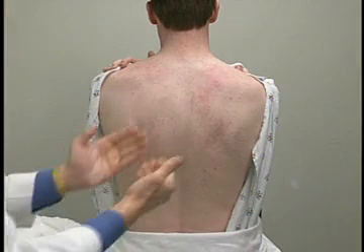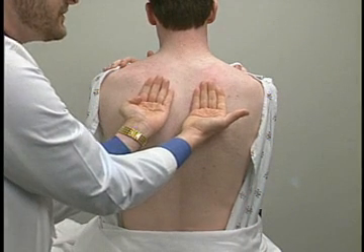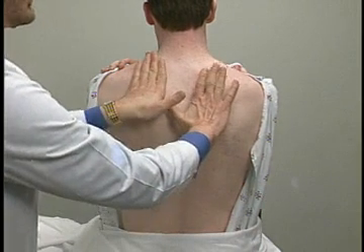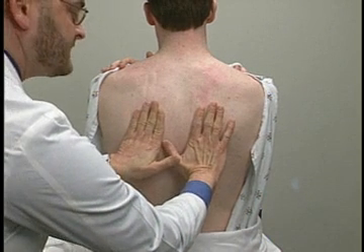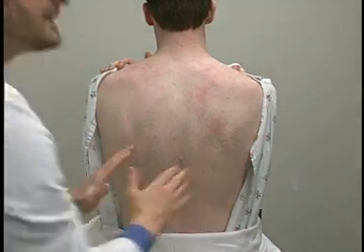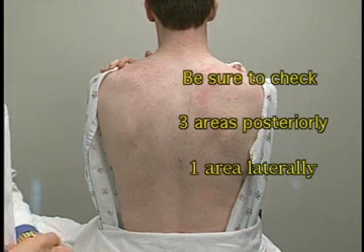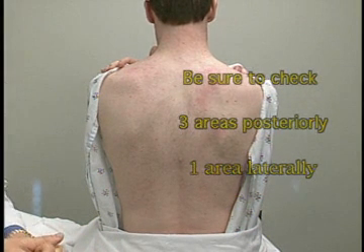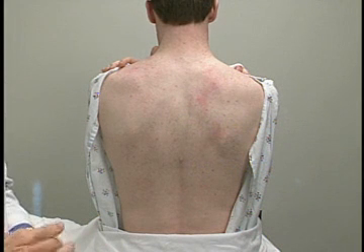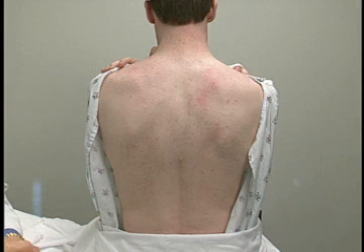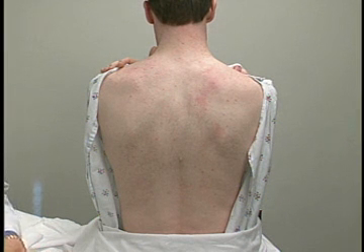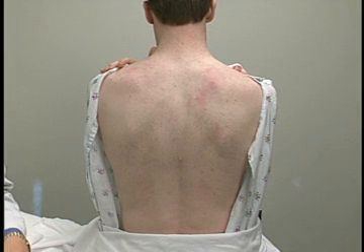You could also use the dorsal surface of your hands to check for tactile fremitus, or you could use the balls of your hands to check for tactile fremitus. Certainly you should check in 3 areas posteriorly and 1 area laterally. If you were to find that one side is decreased or absent during this part of the examination, you would concentrate the rest of your examination on that part of the lung fields.